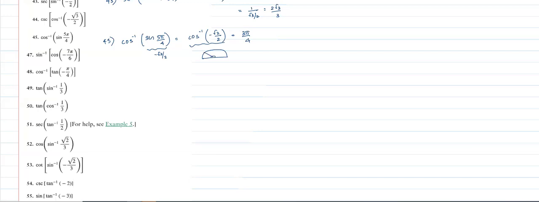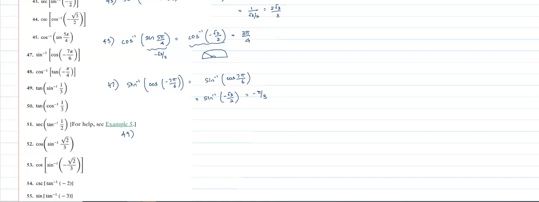So 47, sine inverse of cosine negative 7 pi over 6, which is the same as sine inverse of cosine 7 pi over 6. Cosine 7 pi over 6, third quadrant, cosine is negative. So this will be sine inverse of negative root 3 over 2. And sine inverse of negative root 3 over 2 is negative pi over 3.